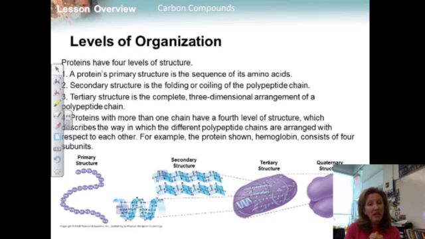Proteins with more than one chain have a 4th level of structure, which describes the way in which the different polypeptide chains are arranged with respect to each other. For example, the protein shown here, hemoglobin, consists of 4 subunits, and it is in a quaternary structure.